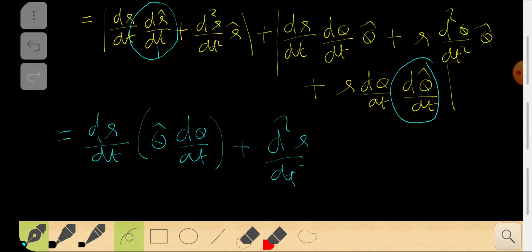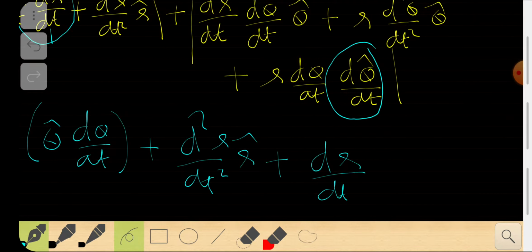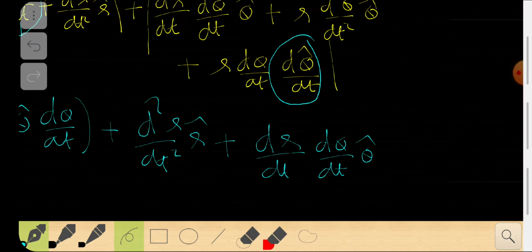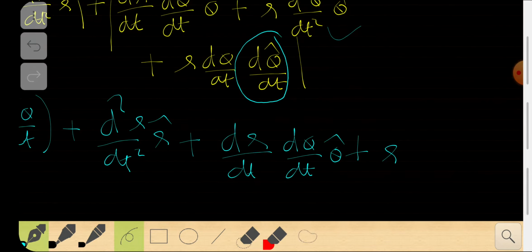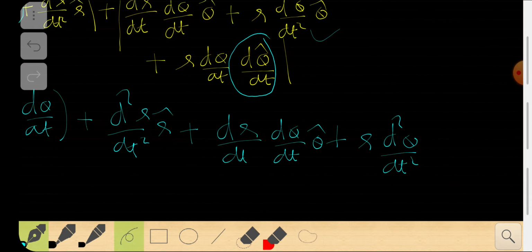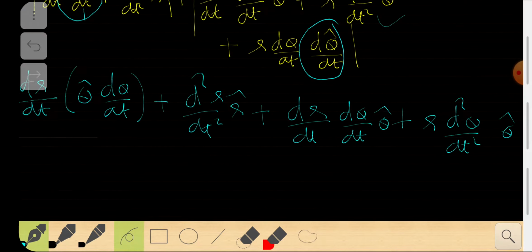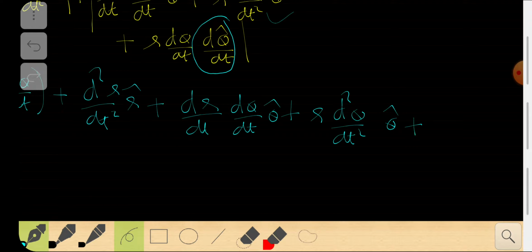d²r/dt² in the r cap direction, plus dr/dt times dθ/dt in the θ cap direction, plus r times d²θ/dt² in the θ cap direction, plus r times dθ/dt, and now I need to substitute for those values as well.